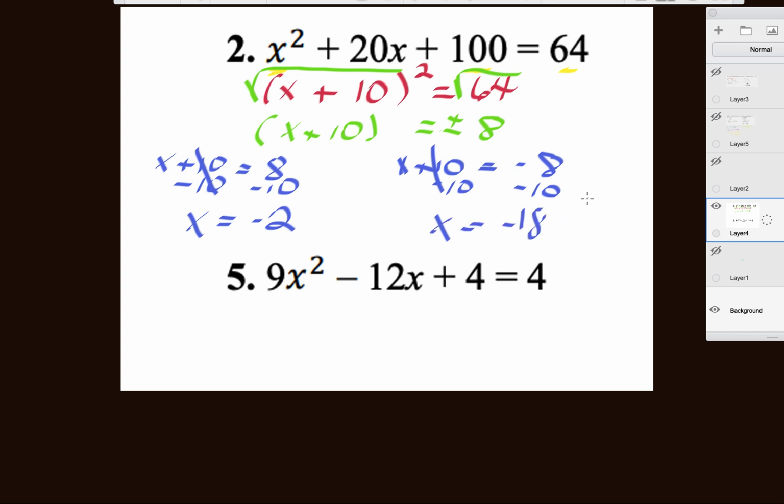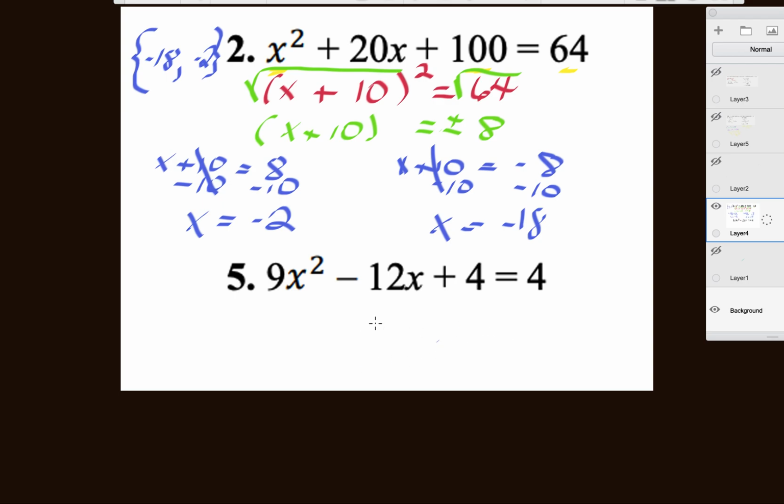So if we wanted to write our solution set, we'd use those curly brackets. And I like to go from left to right, so negative 18 is farther left than negative 2. And we put those brackets in. Okay? And that's basically it.